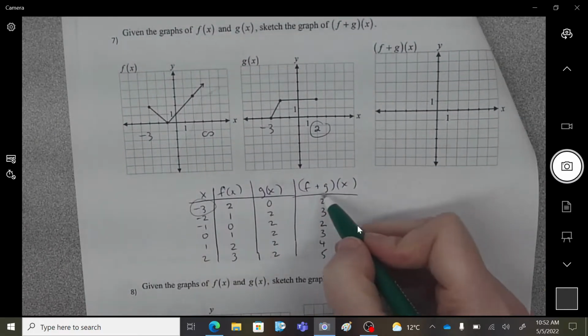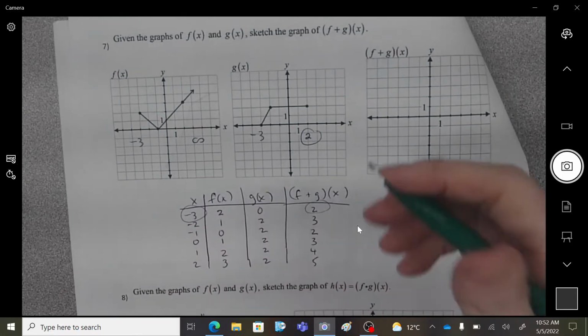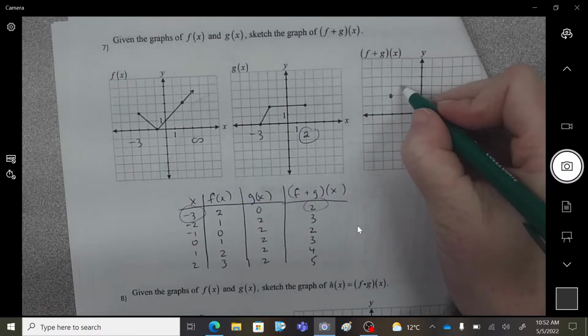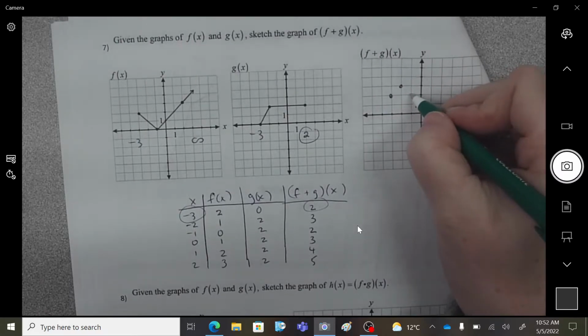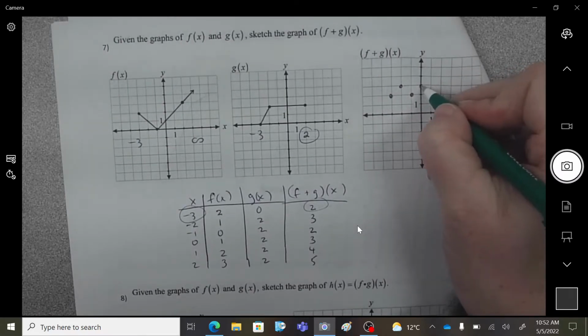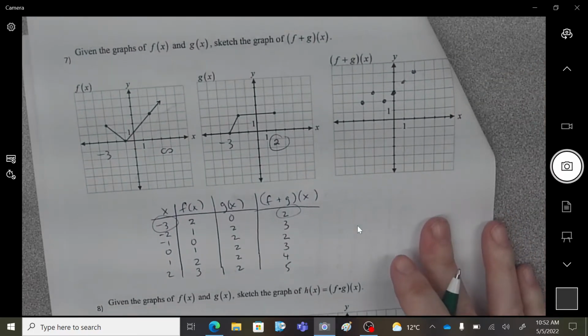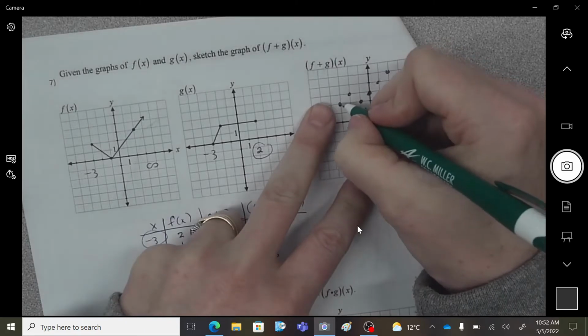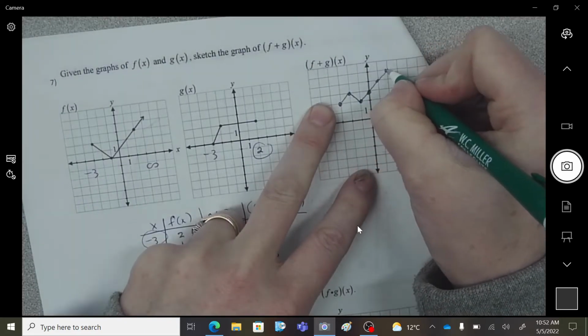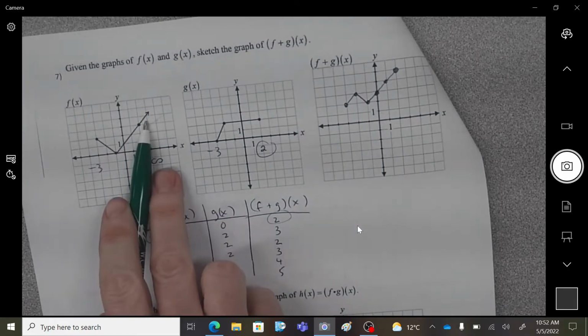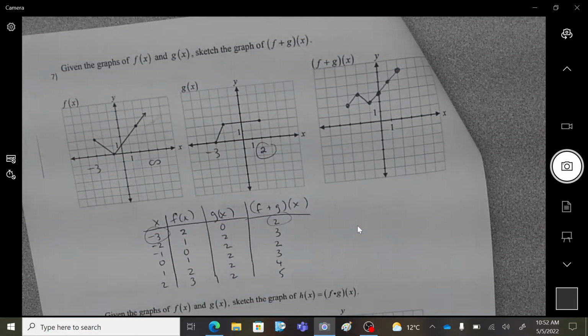So I'm going to graph these coordinates, so negative 3, comma 2, negative 2, 3, negative 1, 2, 0, 3, and then there's a 4 and a 5 height. So my pattern will look like that, and I do have to stop. Even though this has an arrow, that one doesn't, so it has to stop.